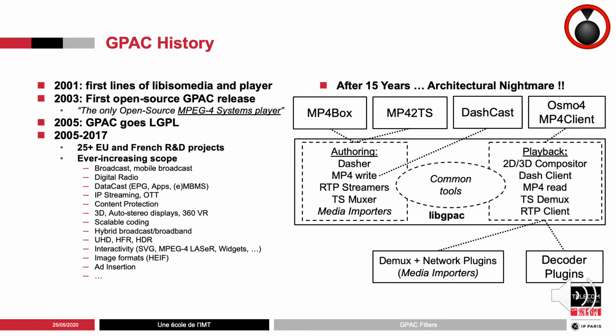So as you can see in the diagram, we ended up with a common library we call libGPAC that features mostly two classes of tools. Authoring tools on one side, used by MP4Box, MP4-TS, and DashCast, and playback tools used by the players, and those tools feature the 2D, 3D interactive rendering, DASH client, network stacks, decoder plugins, and so on. But as you can see, the authoring class and the playback class tools mostly never talk to each other.